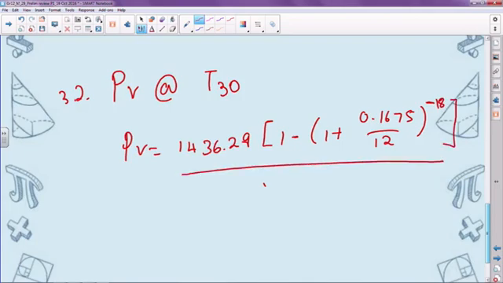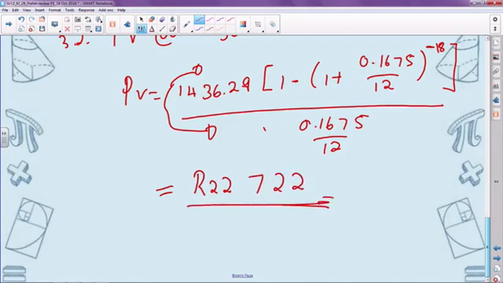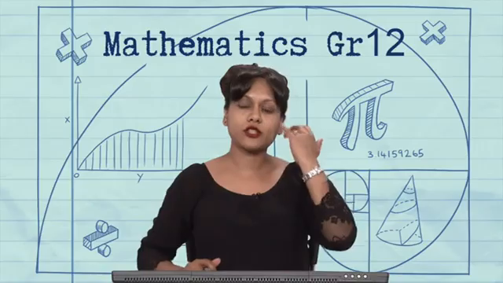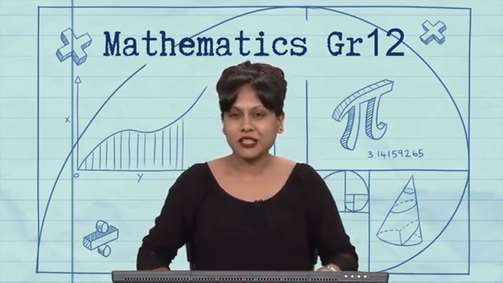And then we divide that by 0.1675 over 12. Then you plug that entire thing into your calculator, and you'll get that the present value at time 30 is going to give you 22,722 Rand, rounded off to the nearest Rand. Okay, all right, hopefully all of you managed that question quite easily. But if you didn't, hopefully you have a better idea how to do that question now.